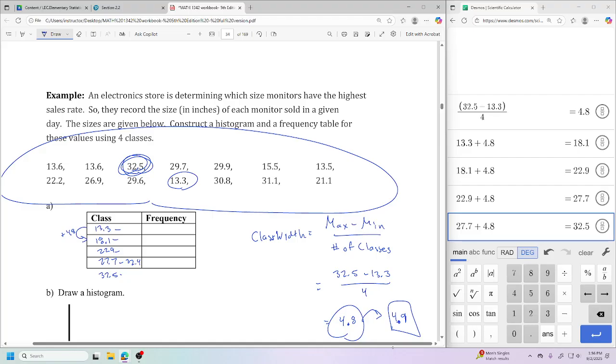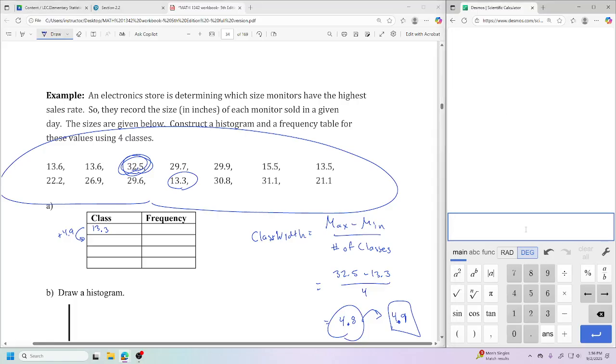Can I erase all this? Okay, so we're not going to do that. We're going to do 4.9, okay? So 4.9, we're going to start with, again, the 13.3, and then I'm going to add 4.9. It's like I'm basically starting all the way over. And that's okay. Okay, so 18.2, and so on and so forth.